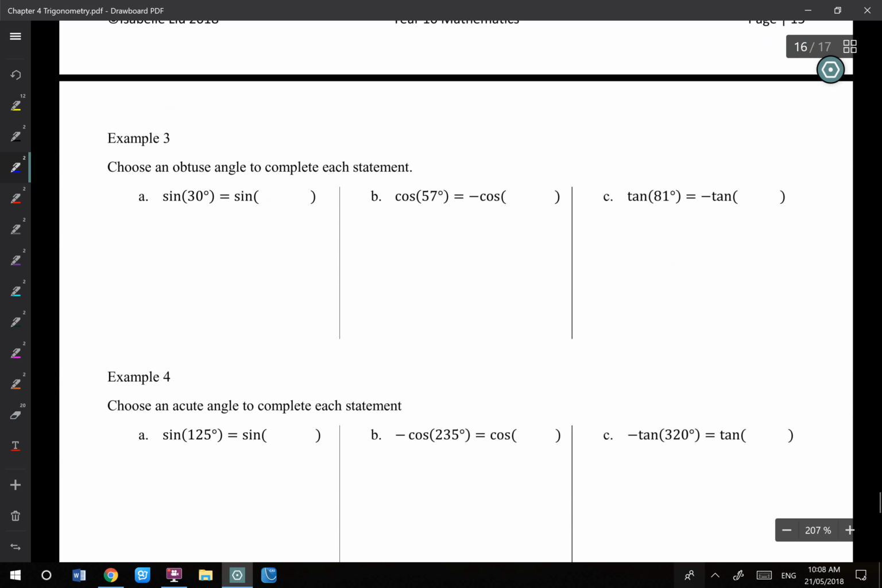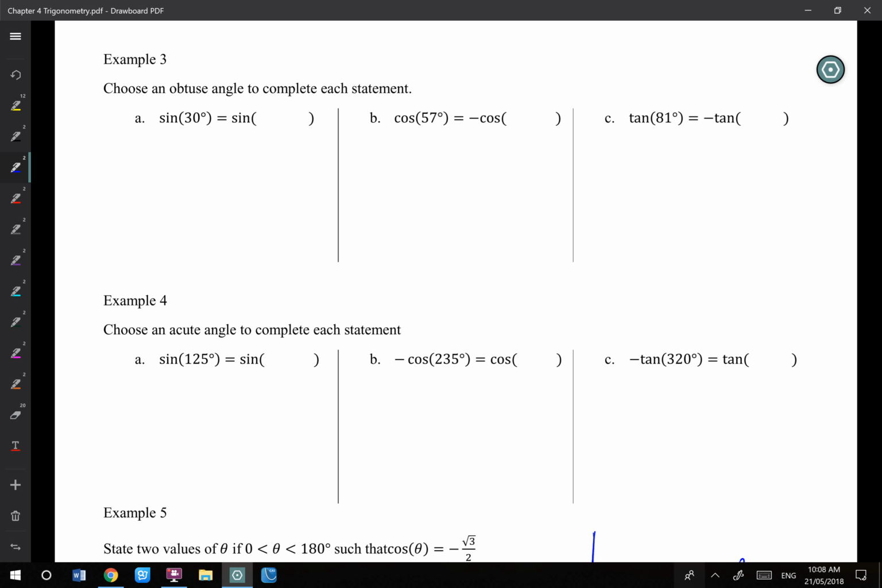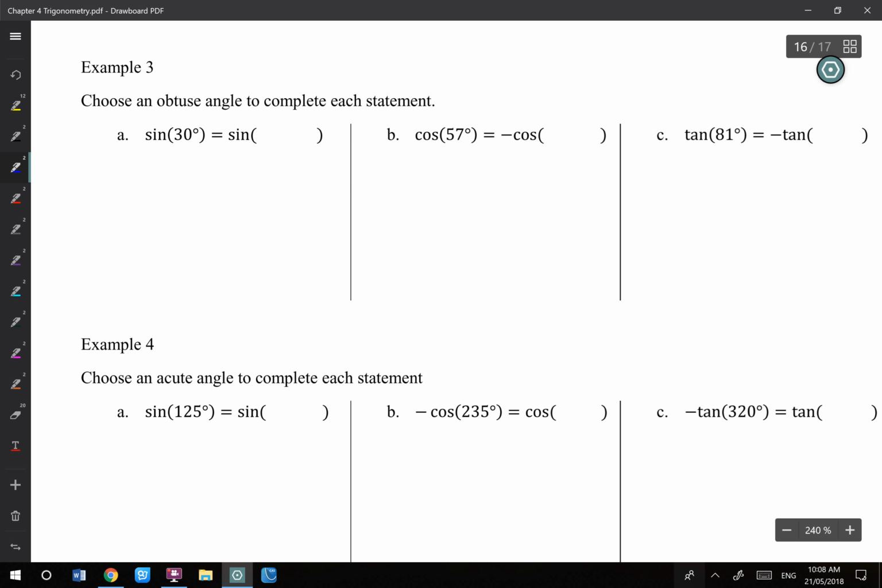Alright, let's have a look at the third example here. So how should we do the third one? If you give me the obtuse angle, I can find what the reference angle should be, right? I can find out what acute angle I need to change it to. But now it's giving us the acute angle and asking us to find the obtuse angle.